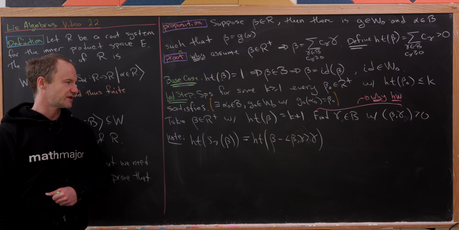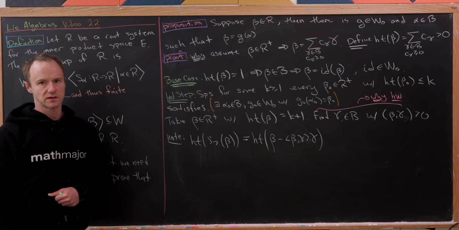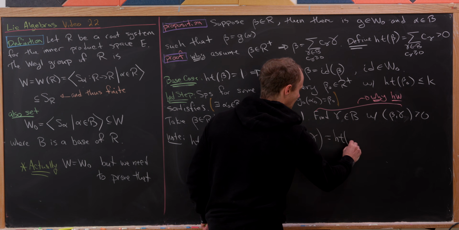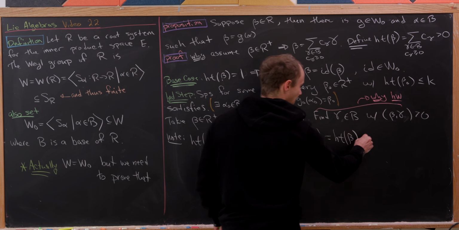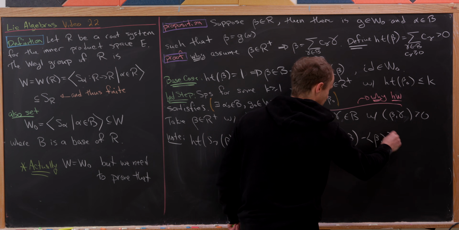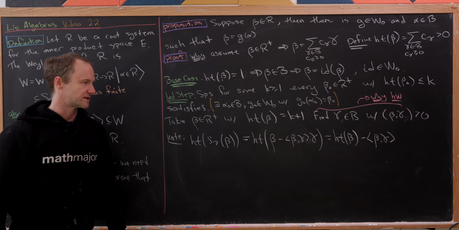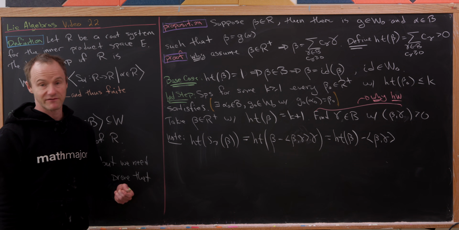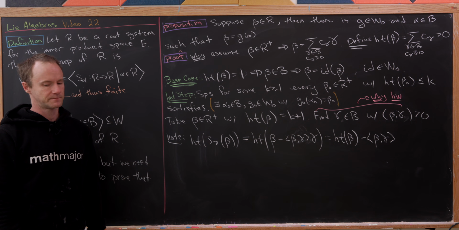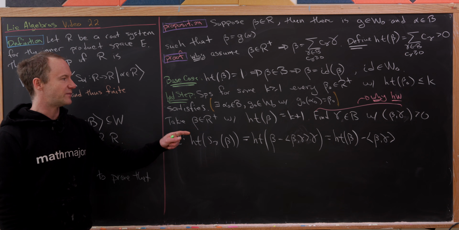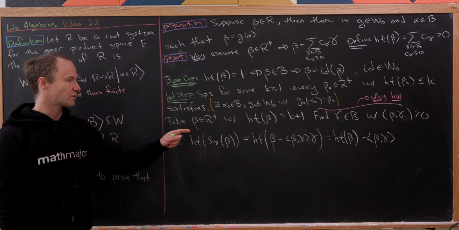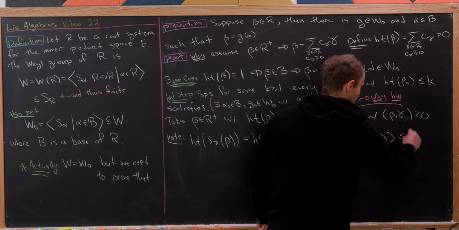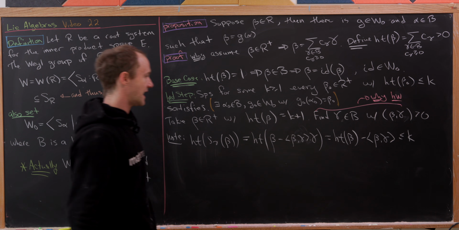But the height function is fairly clearly a linear function. So let's observe that that's going to give us the height of beta minus the inner product of beta and gamma. Notice that gamma is one of the basis vectors, so we don't have the gamma there when we take the height. But now notice the height of beta is equal to k plus 1. We're subtracting something positive. So that makes this whole thing less than or equal to k.